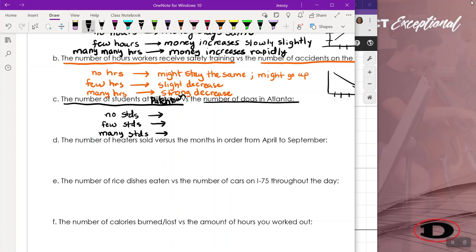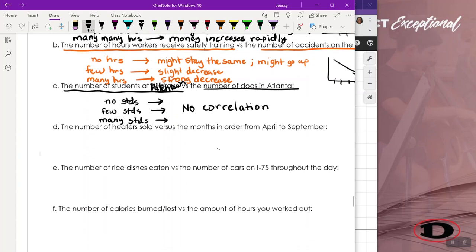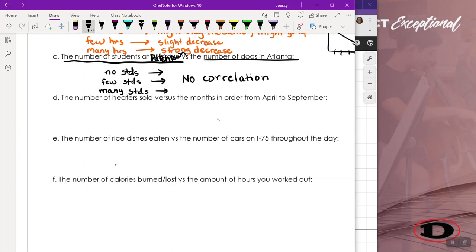You can't say that just because Dutchtown High School has more students, that somehow caused an increase of dog ownership in Atlanta. Okay, so there is no correlation. It doesn't make sense that the number of our students would affect who owns a dog in Atlanta. But once again, we're predicting, and I would predict that there is no correlation, okay? All right, let's look at the next situation.